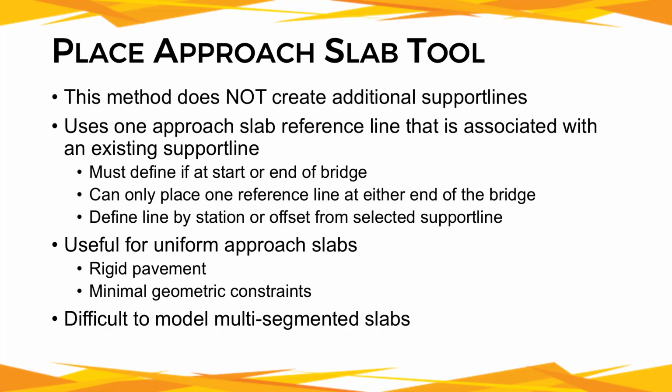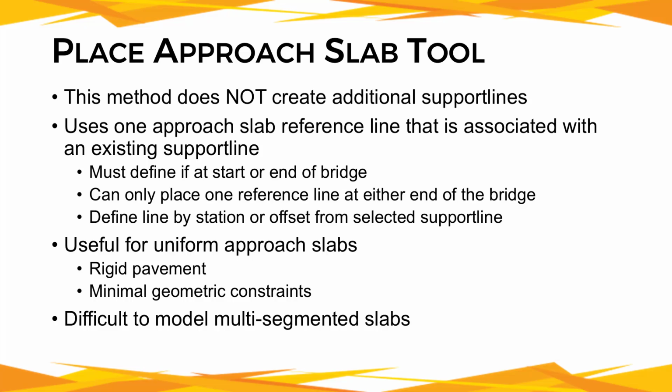For instance, how FDOT uses rigid pavement approach slabs where you have no skew at the ends and a relatively uniform cross section. Or if you have an approach slab that has very minimal geometric constraints, so there's no bend points or a lot of variance in the width or thickness of the approach slab. It gets a little bit difficult to model any kind of approach slabs that are multi-segmented.